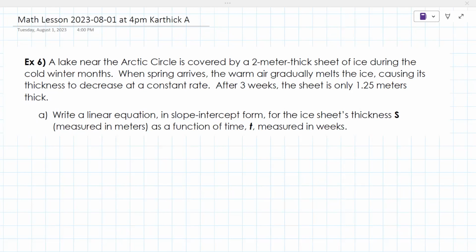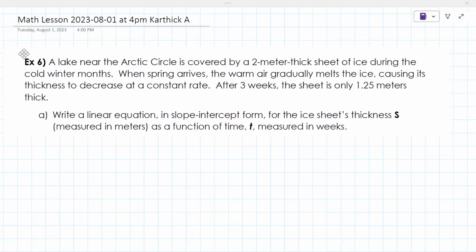When the spring arrives, the warm air gradually melts the ice, causing the thickness to decrease at a constant rate. After 3 weeks, the sheet is only 1.25 meters thick. Write an equation in slope-intercept form for the ice sheet's thickness, measured in meters, as a function of time, t, measured in weeks.